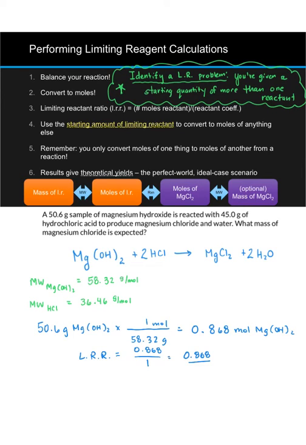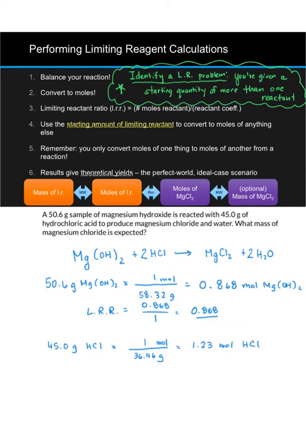Now, do something similar for hydrochloric acid. Convert 45 grams worth of HCl into moles of HCl. Divide by its molar mass, 36.46 grams per mole. We get 1.23. And if we weren't careful, we might incorrectly assume that magnesium hydroxide runs out first. There are fewer moles of magnesium hydroxide, right? But the problem is that for every 1 mole worth of magnesium hydroxide that reacts to make products, 2 moles of hydrochloric acid are required to react.